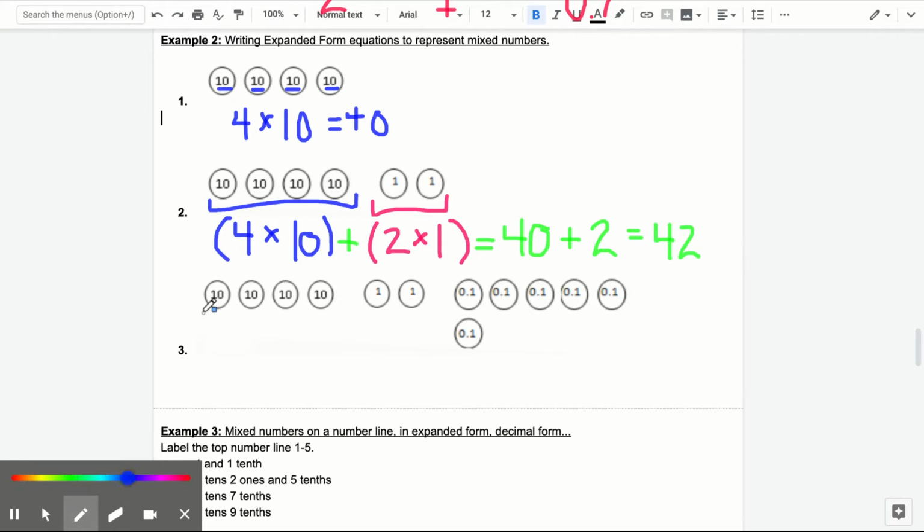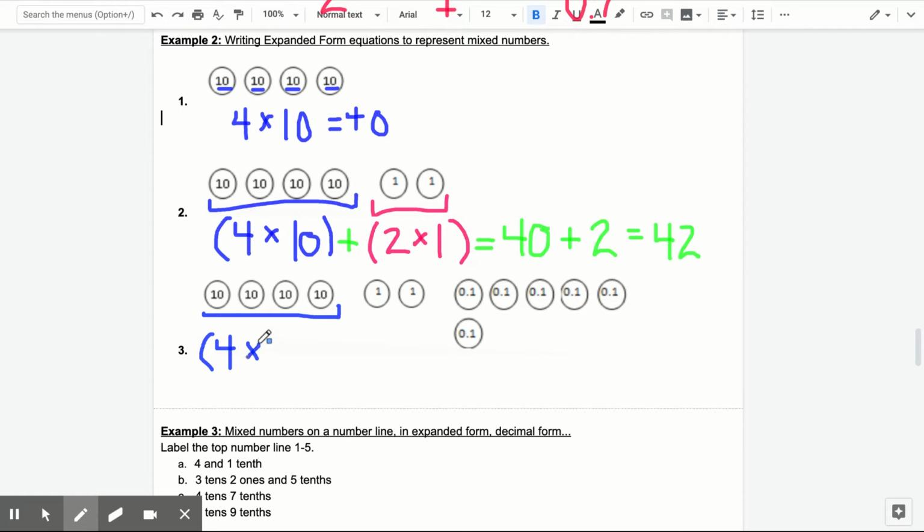Here we go. We have our 4 tens again, which is going to be parentheses 4 times 10, or 4 groups of 10. Remember that multiplication symbol can be spoken out loud as groups of. So that's why I'm saying it both ways as I go. All right, next, same set of ones here. We have 2 groups of 1.